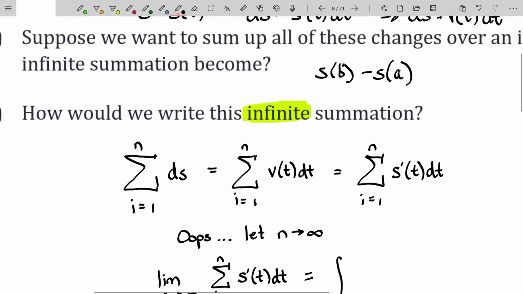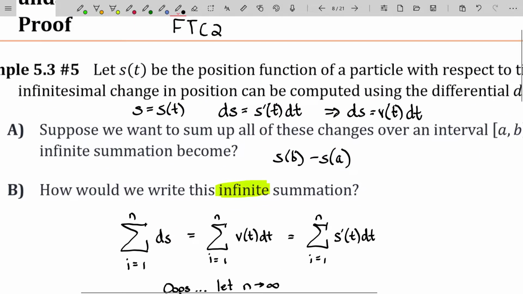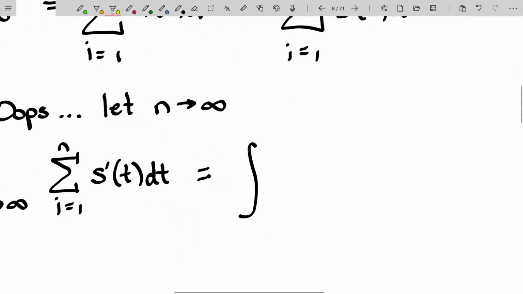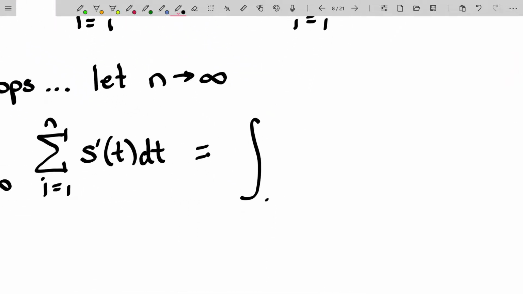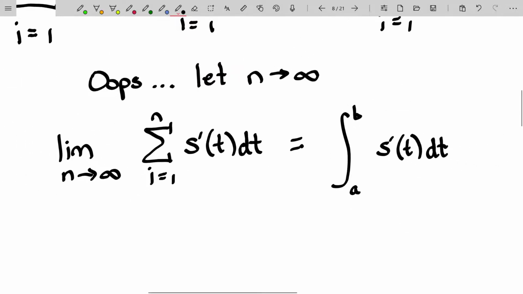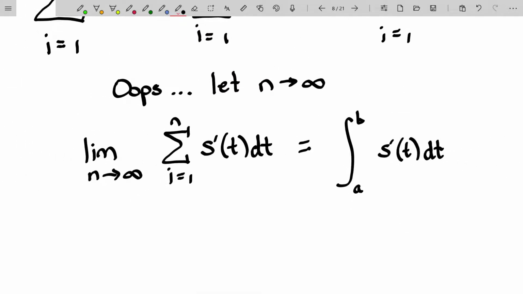We are taking the sum of all of our steps starting at time A and ending at time B. Let me highlight that. Starting at time A, ending at time B. So I'm going to sum up all my steps from time A to time B of this function dt. Oh, by the way, I had a little dt there. It should be a delta t. It's not that big of a deal. So that is how you would write that infinite sum.